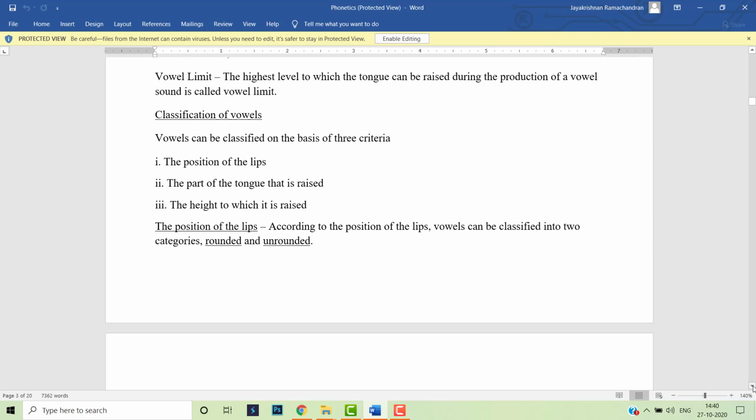Okay, first one, the position of the lips. When producing a vowel sound, according to the position of the lips, you can classify them into two, rounded and unrounded.